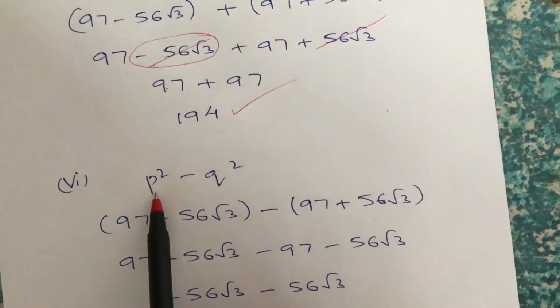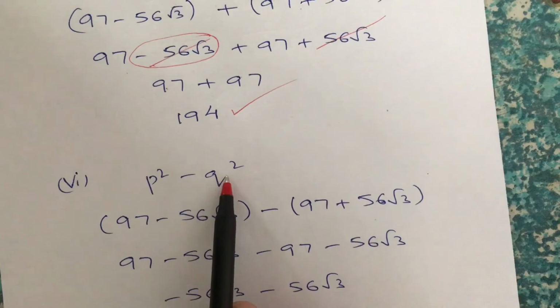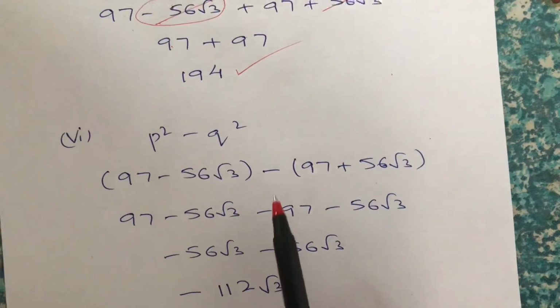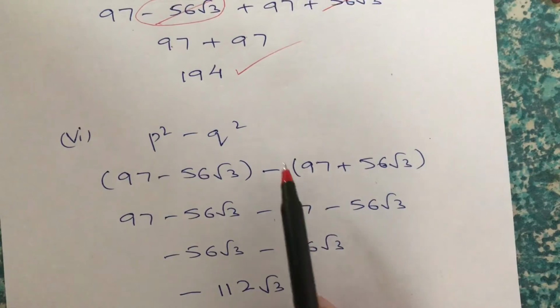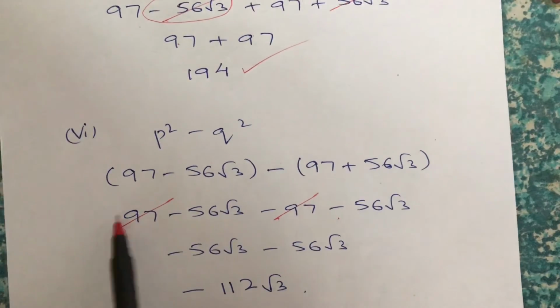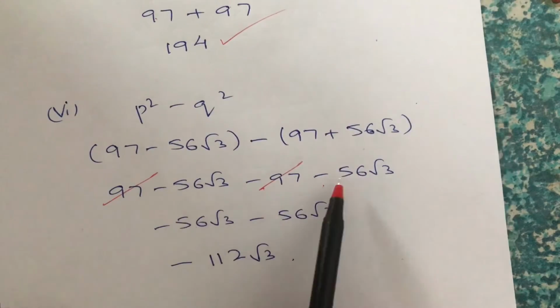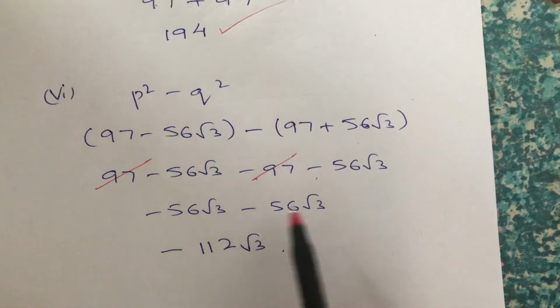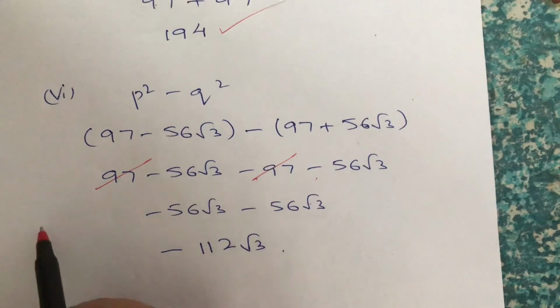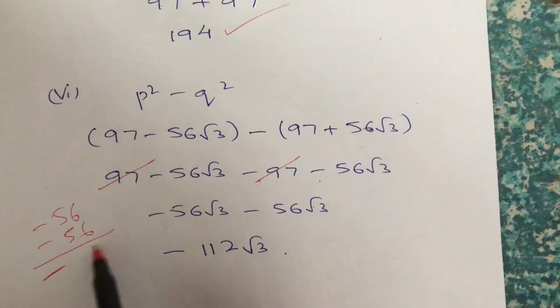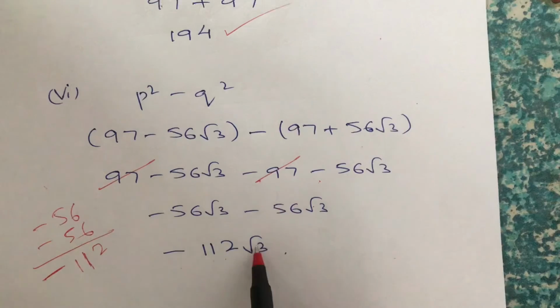Okay, now in the last one, they said p squared minus q squared. Again, we put the same values of p squared and q squared which we got earlier, but there is a minus, so minus into plus is a minus, minus into plus is a minus. Now 97 and 97 get cancelled because this is a plus, this is a minus, whereas these two have the same sign, they stay as they are. Just like before, both of them have root 3. Imagine root 3 does not exist, so it's like minus 56, common sign comes, and when I add, I get minus 112, and I write the root 3 as it is.